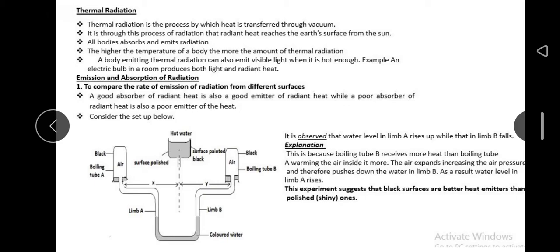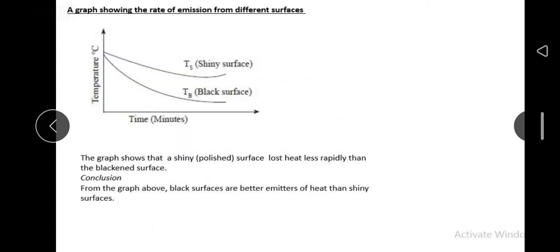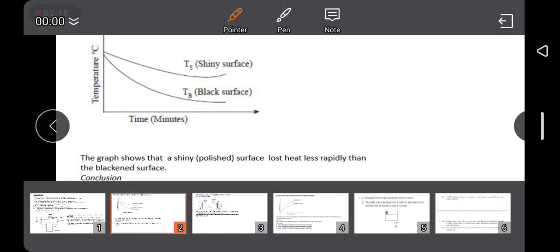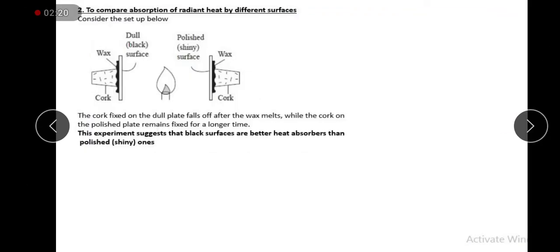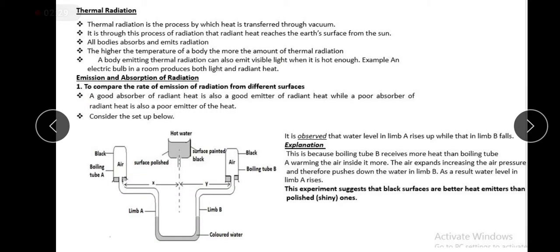Now, I want us to look at emission and absorption of radiation. We'll start with number 1: we want to compare the rate of emission of radiation from different sources. And then number 2, we look at how to compare absorption of radiant heat by different sources. Now let's first start with this one. Compare the rate of emission of radiation from different sources.